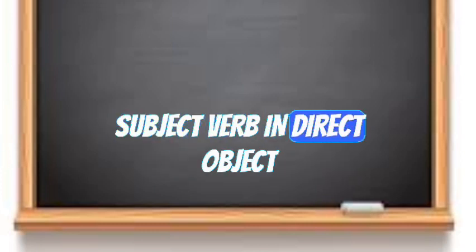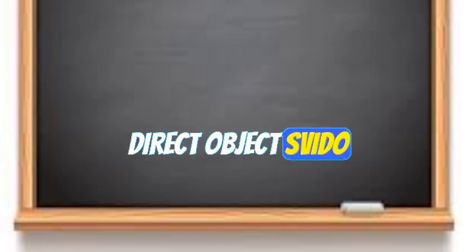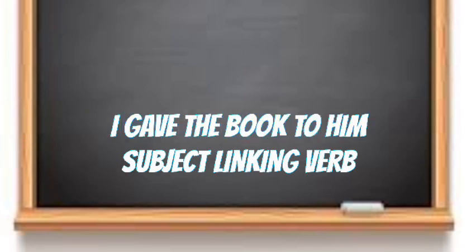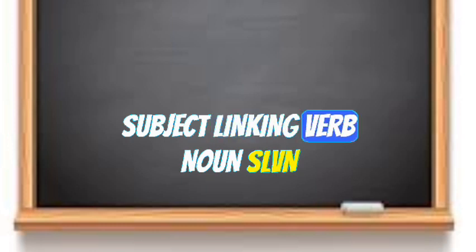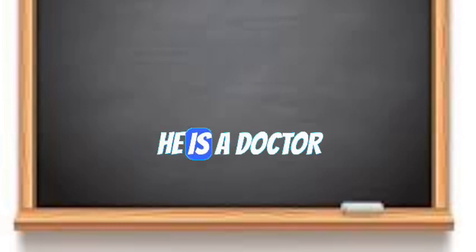Subject-verb indirect object direct object, SVIDO, I gave the book to him. Subject-linking verb adjective, SLVA, the sky is blue. Subject-linking verb noun, SLVN, he is a doctor.